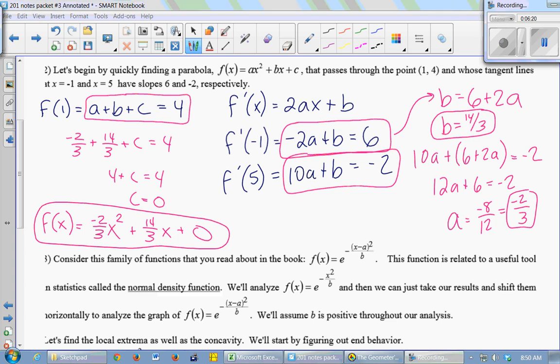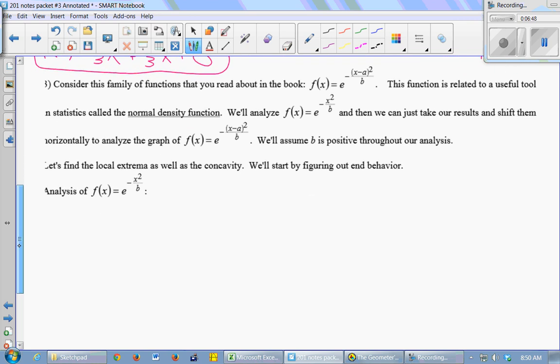So this guy had 3 parameters, so I needed 3 equations. And in order to get 3 equations, they have to give me 3 pieces of information. They gave me a point, that's 1 piece of information, and they gave me the slope at 2 different x values. So that's 2 more pieces of information. 3 parameters, you need 3 equations. And then you just solve them using your favorite technique from algebra. All right, let's do another one.